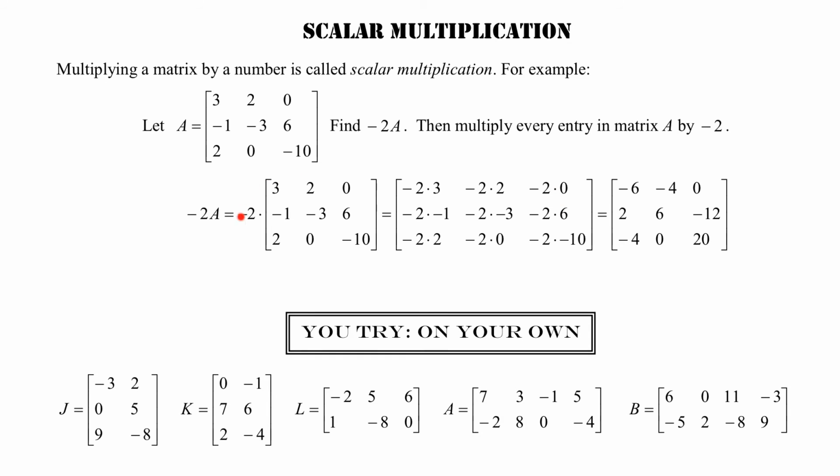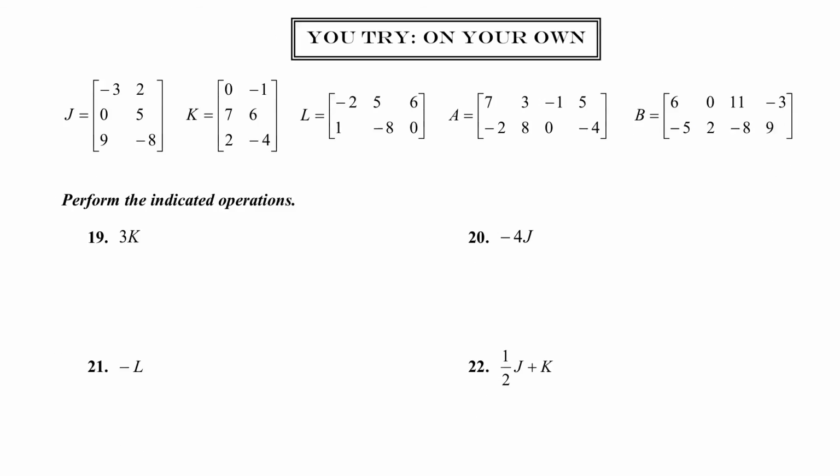But I would love if you would write this, and then you could write this, right? So 3 times negative 2 is obviously negative 6. 2 times negative 2 is negative 4. 0 times negative 2 is 0, and so on and so forth. So you can just fill that in. So this resulting matrix is negative 2 times A, okay?